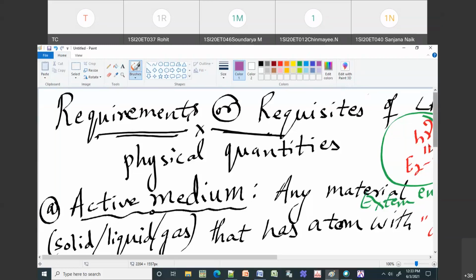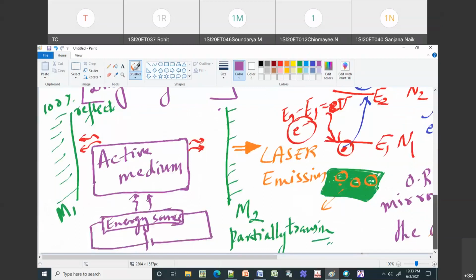So what is the use of this optical resonant cavity? It will increase the number of photons. Why do you need to increase the number of photons? In order to achieve the population inversion. What is the population inversion? It is nothing but n2 is greater than n1. So this I will again explain to you in the next class. If I try to explain now, maybe it will be too much. So just remember the three requisites. What are the three requisites? Active medium, energy source, and the last one is your optical resonant cavity.